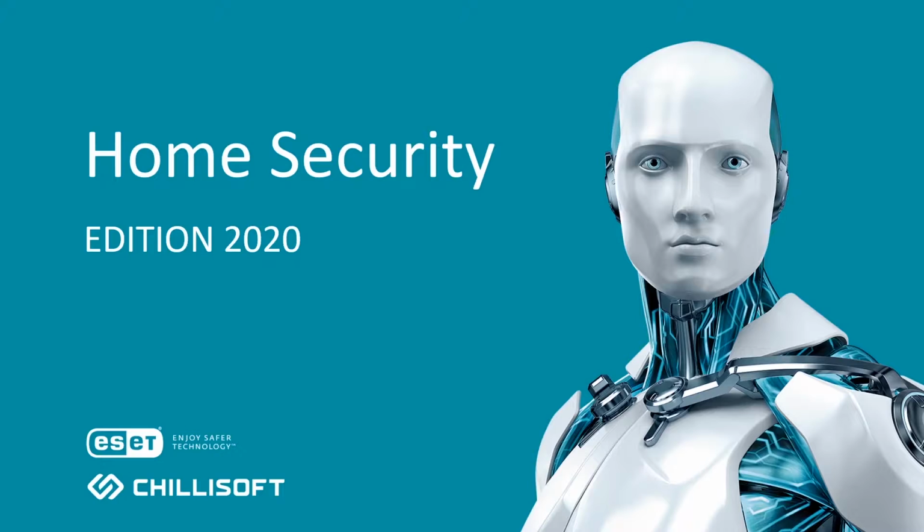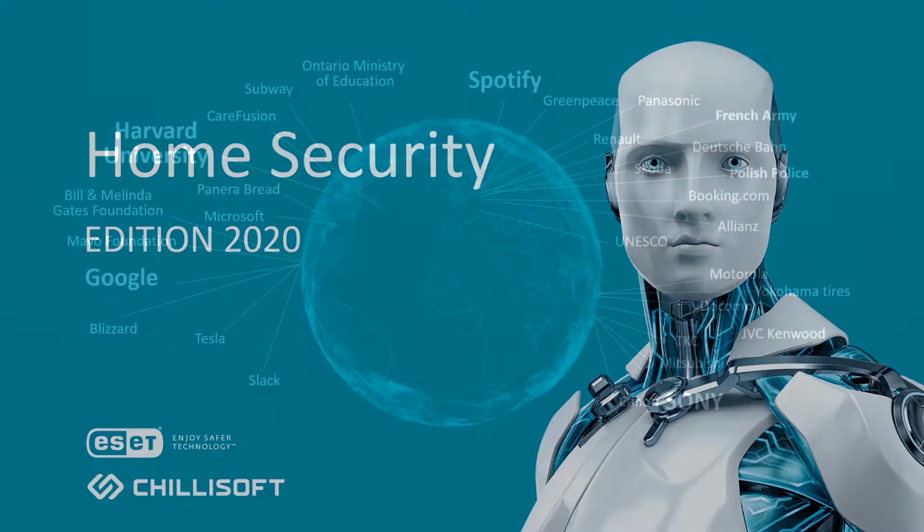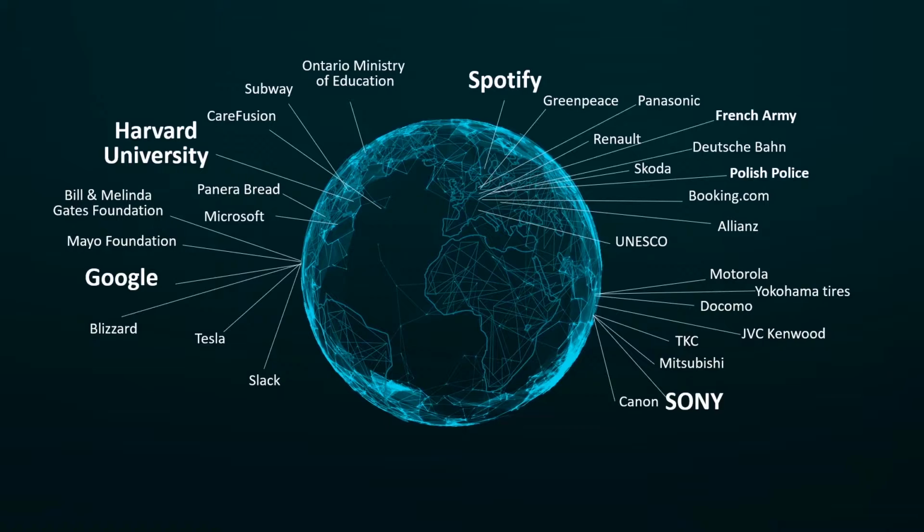Before we get started, we always enjoy sharing this next slide, which shows some of the more well-known global ESET customers. You'll notice Microsoft and the Bill and Melinda Gates Foundation on this list, which begs the question, why don't they just use Microsoft? As you can imagine, this is a massive endorsement for ESET. Some other great reference customers include Google, Harvard University, Spotify, Booking.com, Motorola, Sony, and Tesla, to mention a few.